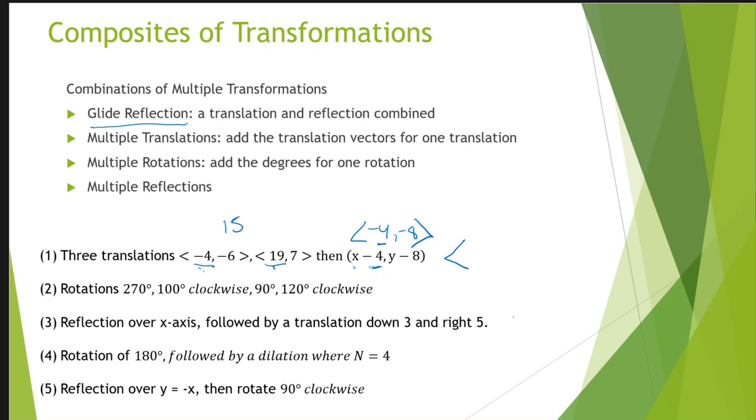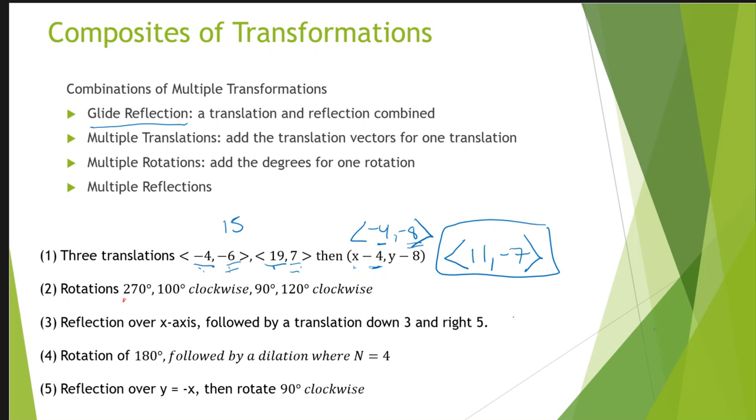So all 3 of these are going to come together. So this first one's going to be 11. And then for the y value, it's -6 plus 7, and then -8. So -6 plus 7 is 1, and then 1 minus 8 is -7. So this would be the answer for those composites. It would just be one translation of 11, -7.